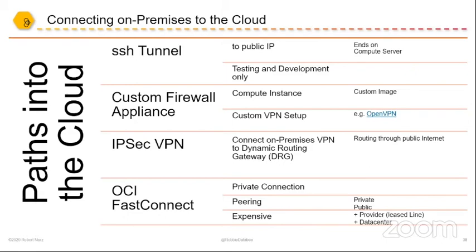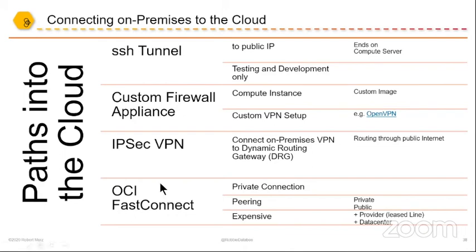The next thing is a custom firewall appliance. This is the method of choice in the Azure cloud and, as far as I know, in the Amazon cloud as well. You just spin up your own compute instance, your virtual machine, provided with a custom image where your firewall appliance is, and do your setup as you wish. And if you assign it a public IP address, you can set up your VPNs as you need them and as you want to have them.